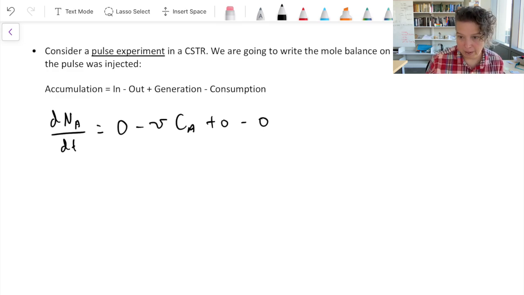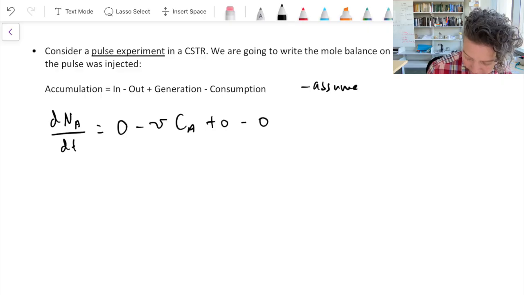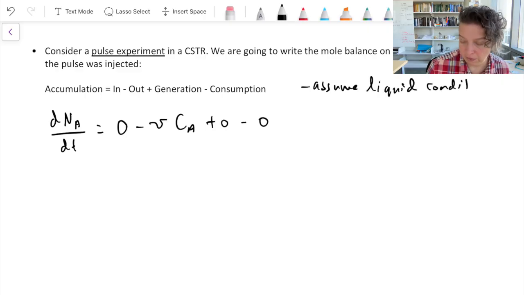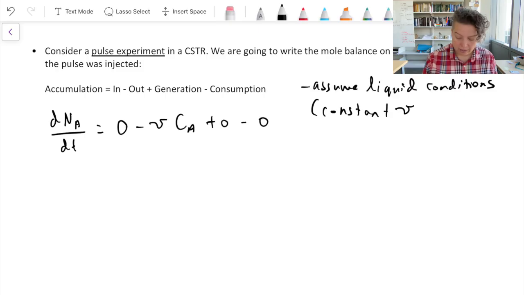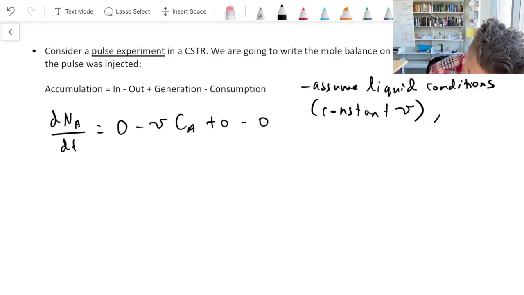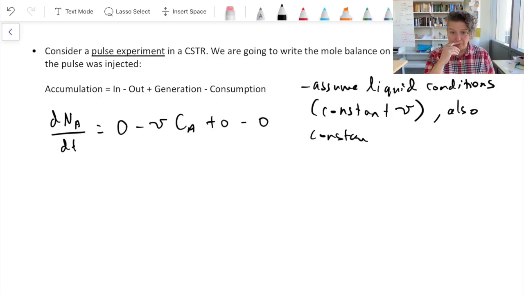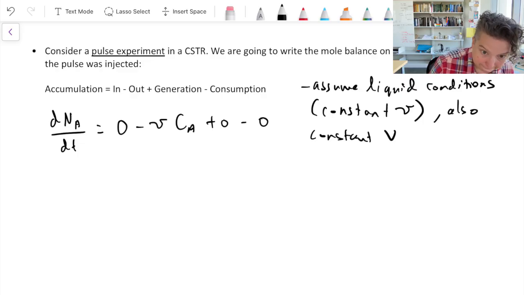Okay, so what I'm going to do here, I'm going to run this experiment under liquid conditions. So that means I've got constant volumetric flow rate. Also, I'm going to say that the volume of my system is constant, which for a CSTR, I can absolutely do. For CSTR, PFR, I can absolutely make that assumption, regardless of the phase of the material. So now that I've done that, I need to solve essentially this differential equation.